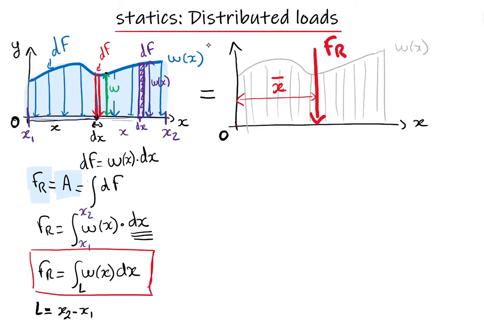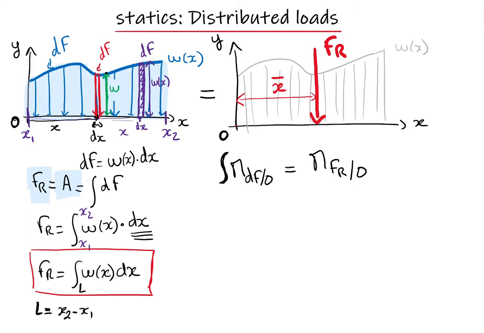But the question is, how do we find x bar? We will use the exact same steps that we did in the previous sections. We will use the moment. So the moment on the left is the sum of all the moments of the little dF, so let's put the integral. If we add all the moments done by the little dF about the point O, it should be equal to the moments done by the resultant force about the point O. Why? Because it's an equivalent system.